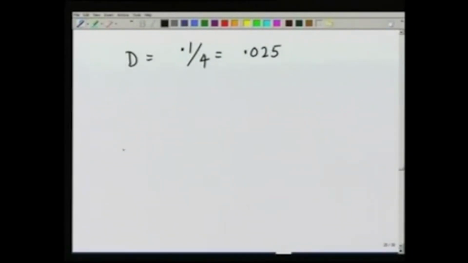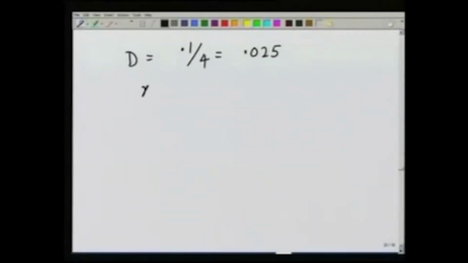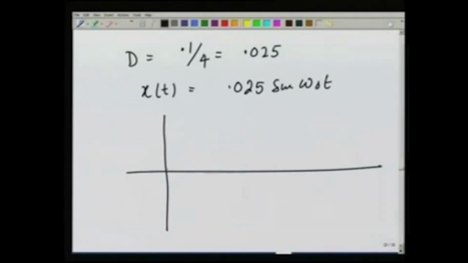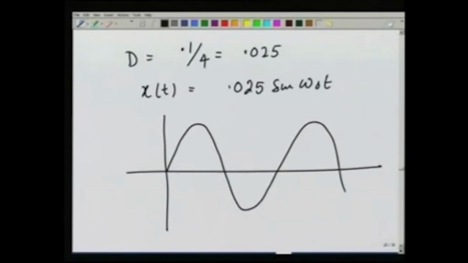In this case, therefore, when I take the spring mass system and give it an initial velocity at the equilibrium point of 0.1 meters per second, the solution comes out to be 0.025 sine of omega 0 t. When plotted against t, the solution would look like this, where the time period, that is, this is t, this is x(t), the time from here to here is 2 pi over omega 0, which is 2 pi over 4, or pi divided by 2 seconds.